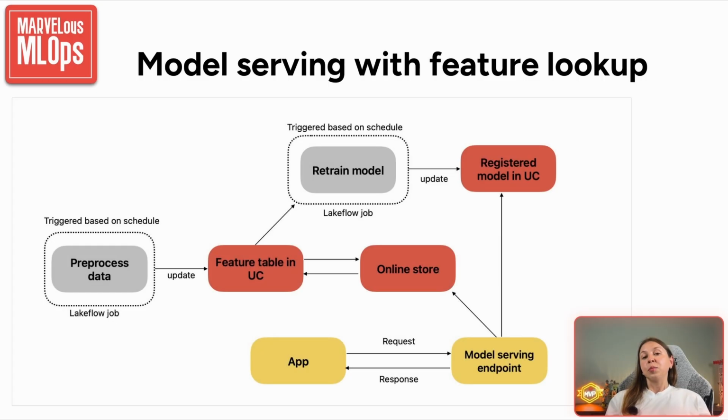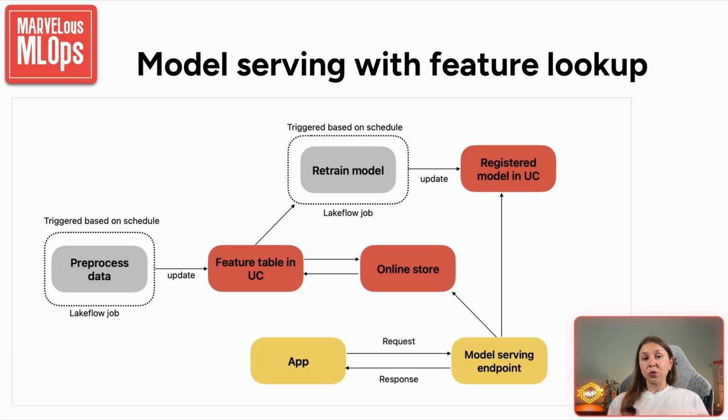Model serving with feature lookup is the most complex but most realistic scenario when we have 2 different Lakeflow jobs. One is to do data pre-processing. In the end, we update the feature table in Unity catalog, which is used by another job to do model retraining. The schedule for these 2 jobs can be different depending on how often the features must be processed and how often the model must be retrained.